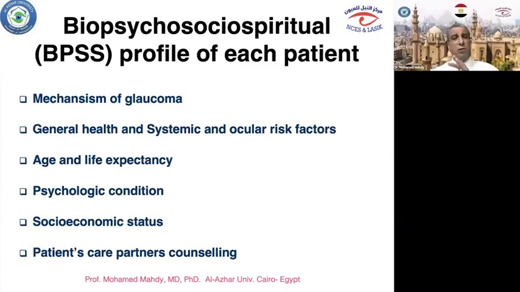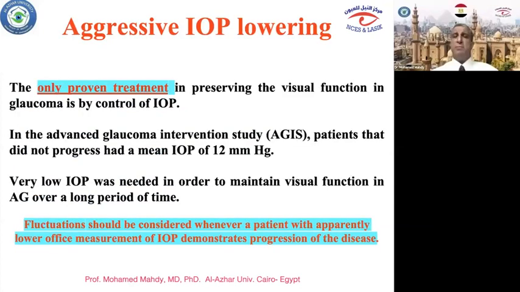Aggressive lowering of the intraocular pressure is very important. It is the only proven treatment in preserving visual function in glaucoma. No other ways till now we could assess carefully. In the Advanced Glaucoma Intervention Study, patients that didn't progress had a mean intraocular pressure of 12 millimeters. Very low intraocular pressure was needed in order to maintain visual function in advanced glaucoma patients over a long period of time. Fluctuation of intraocular pressure should be considered whenever a patient with apparently lower office measurement of intraocular pressure demonstrates progression of the disease.